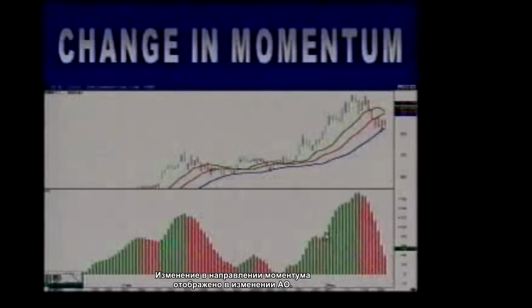A change in direction of momentum is indicated by a change in this oscillator, and to make it easier, what we've done is we've programmed this so that if this particular bar is lower, less momentum than the previous bar, we color it red. If this particular bar is higher and greater, more momentum than the previous bar, we color it green. So all you have to do is look at the colors.